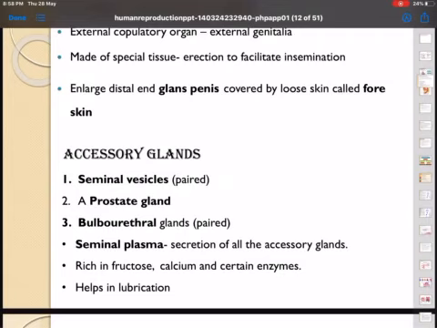And the seminal plasma, having secretion of all the accessory glands, is very rich in fructose, calcium, and certain enzymes, and it helps in lubrication.